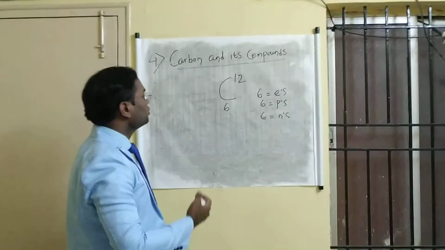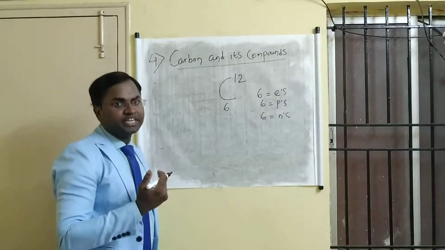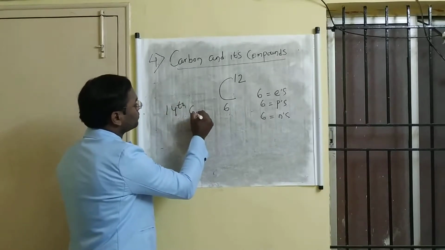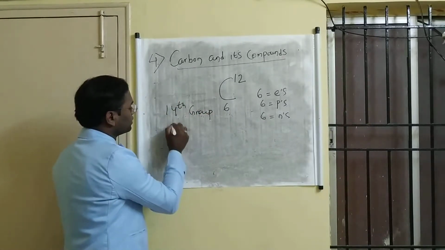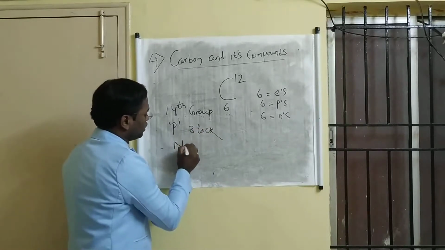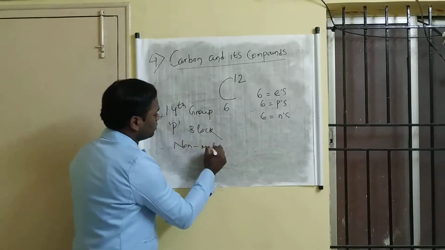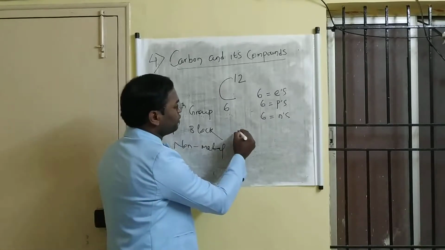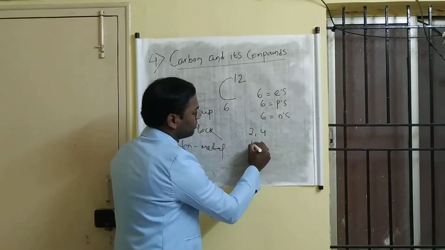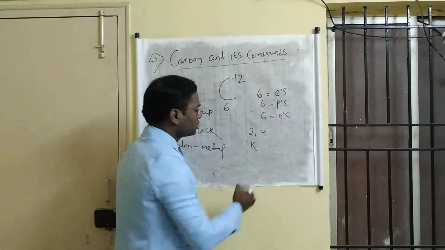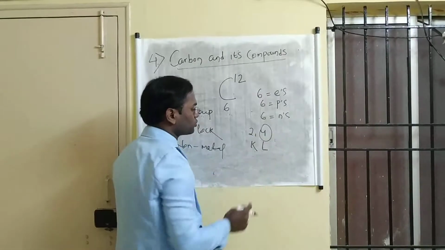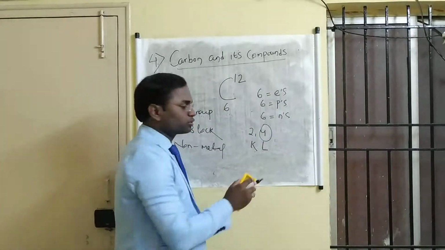Whereas, if you try to locate its position in the periodic table, it is placed in the 14th group, coming under P block. It's a non-metal, and the electronic configuration of carbon will be 2, 4. So that means K shell contains 2 electrons and L shell, which is the outermost shell, contains 4 electrons. That is called valence electrons.